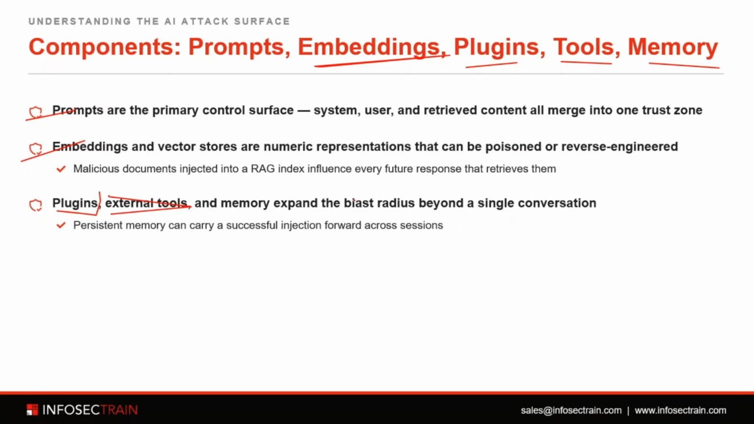Then there is memory, right? So thus, external tools are the hands and eyes of AI, extending its reach but requiring strict governance.